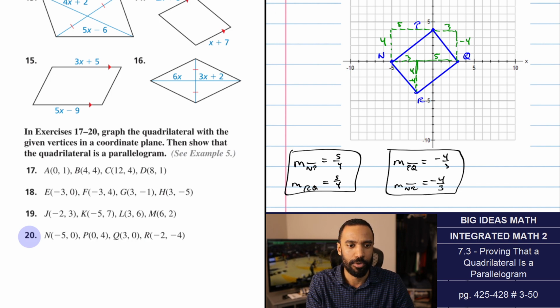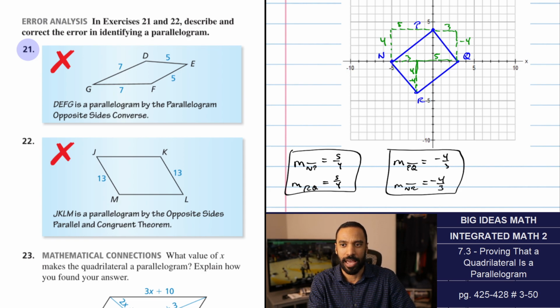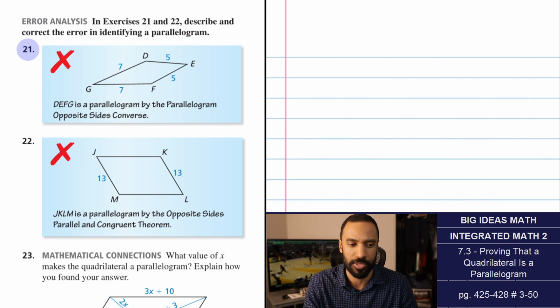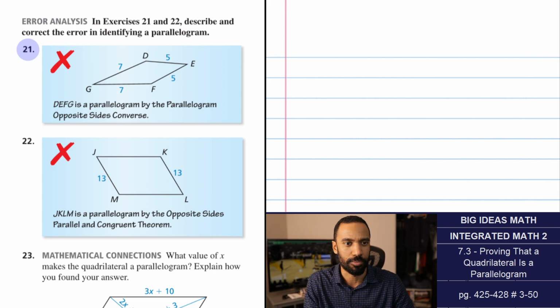Okay, I'm going to go ahead and move forward. Let's see what happens next. We got some error analysis. I think generally after error analysis is where we start hitting more of the word problems. We're not halfway done. We should start feeling like we got to do more things then. In exercises 21 and 22, describe and correct the error in identifying a parallelogram.